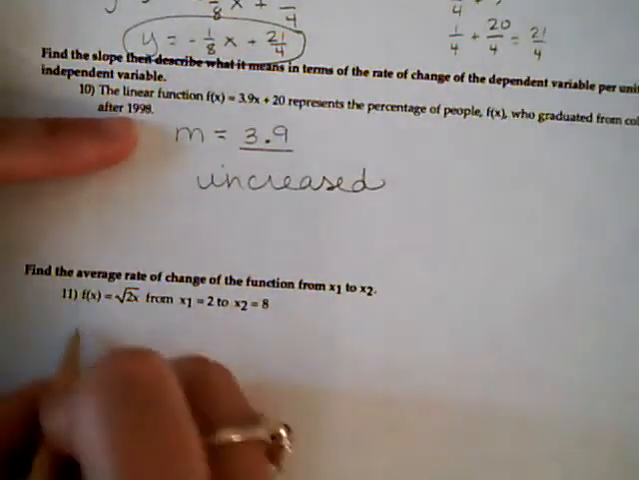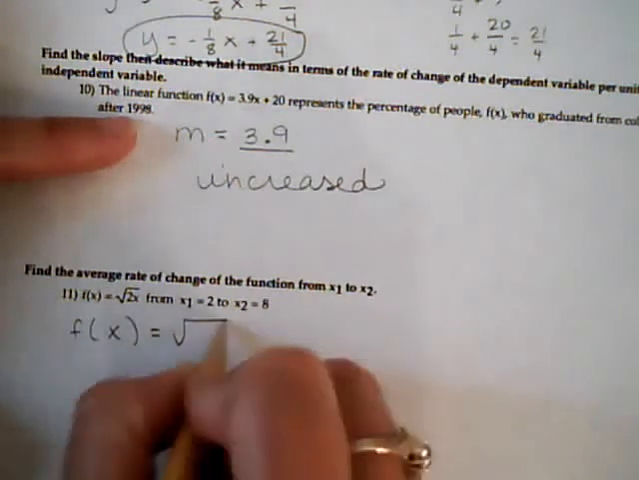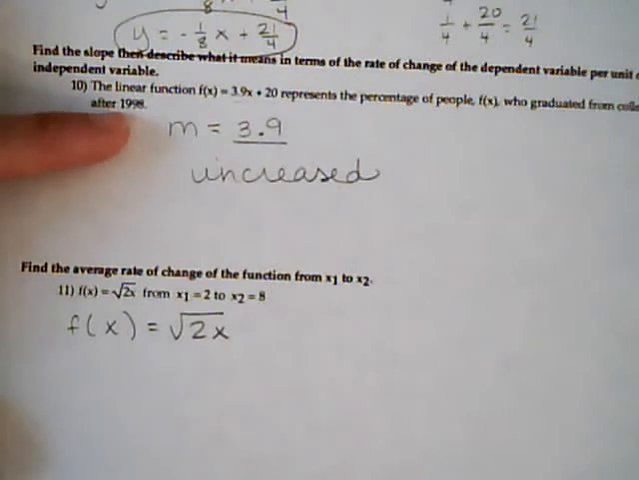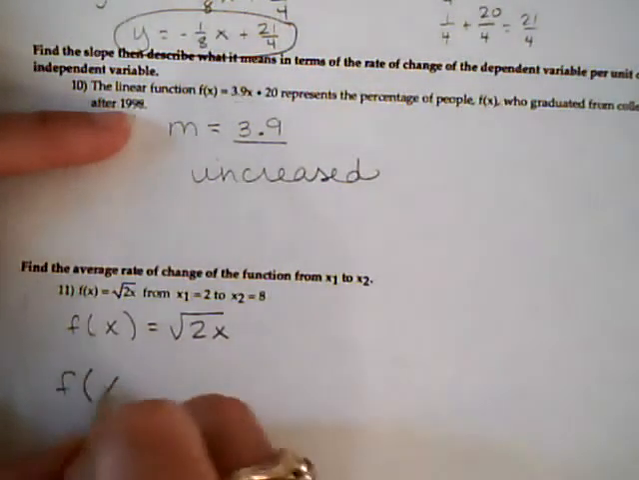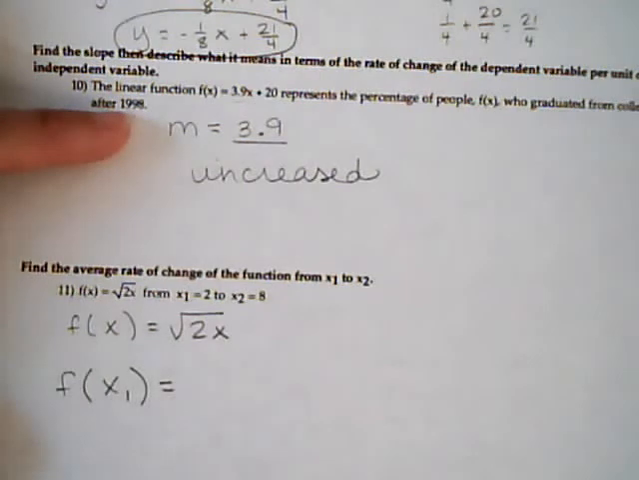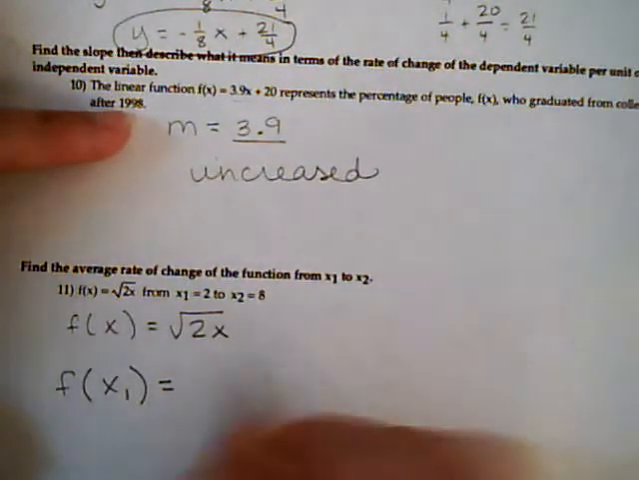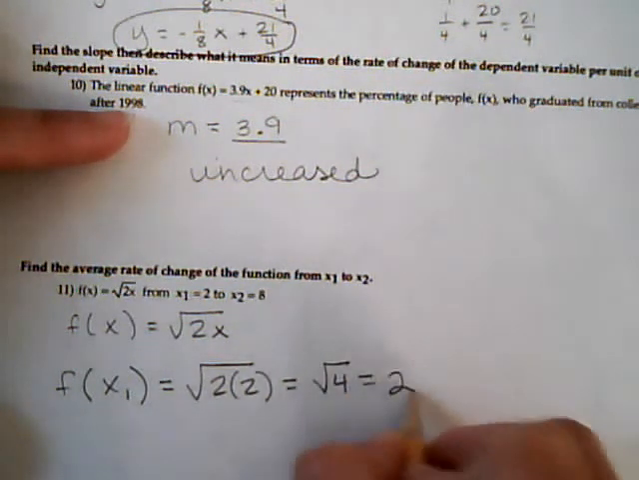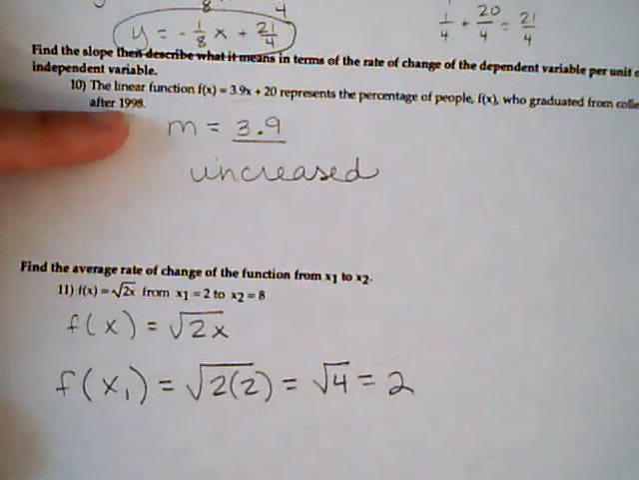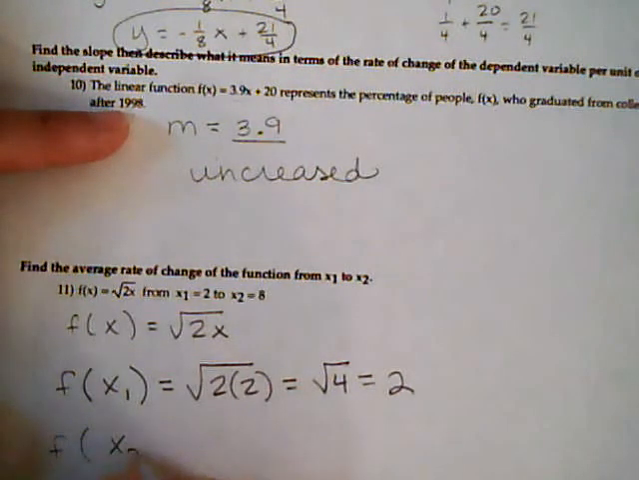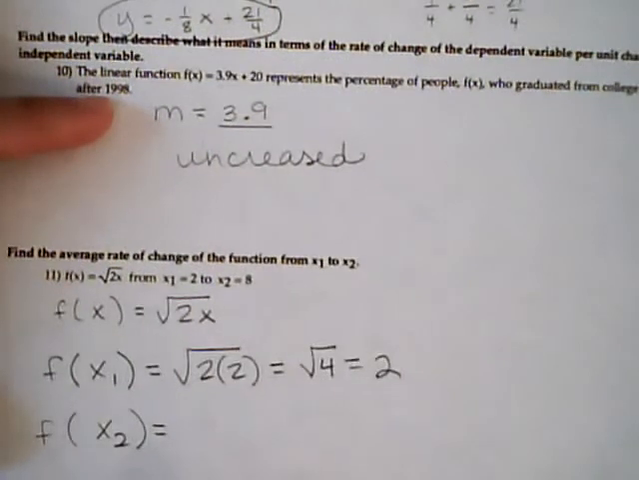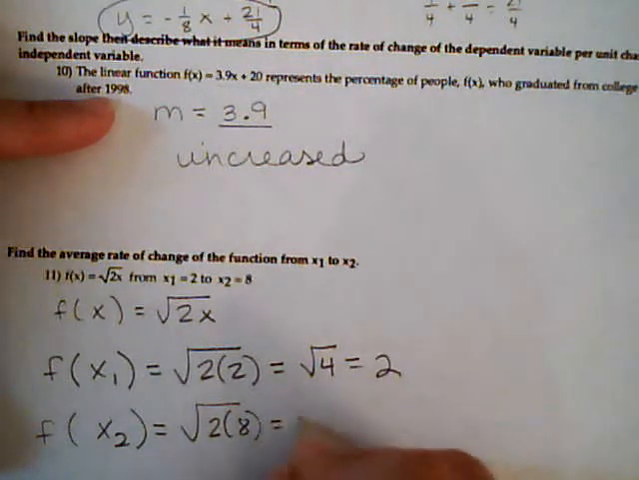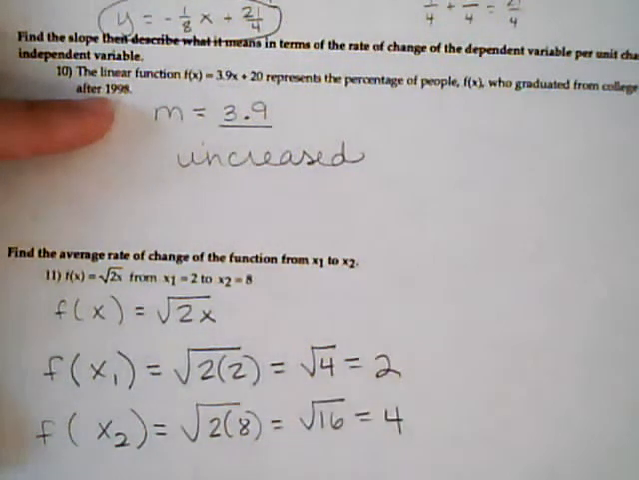We have a function f of x is equal to the square root of 2x. I want to first find the function's value at x sub 1. My x sub 1 is equal to 2. So if I plug that in, it would be the square root of 4, which is 2. Then I want to find the function value at x sub 2, which is given to be 8. So that would be the square root of 2 times 8, square root of 16, which is 4.